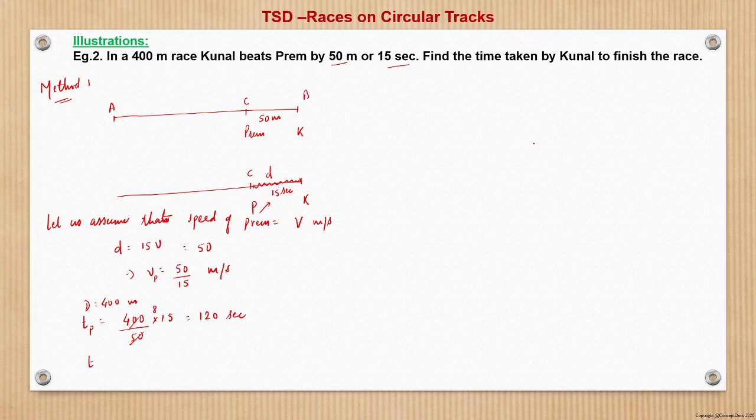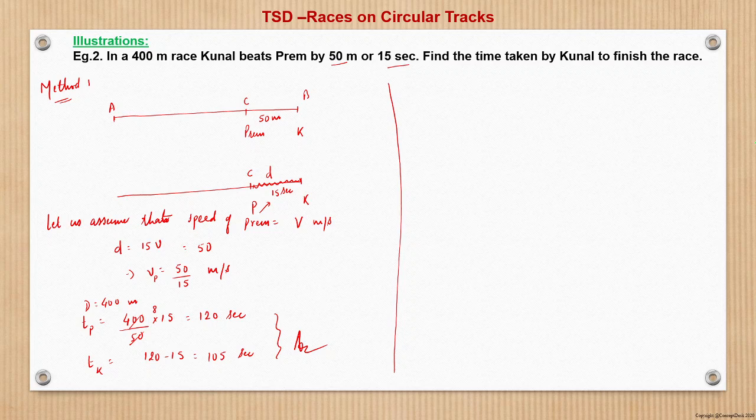Question is find the time taken by Kunal to finish the race. Question says Kunal beats Prem by 15 second. It means Kunal has taken 15 second less. So it will be 120 minus 15, which is 105 second. So these two are the answer to this question. This is method 1.